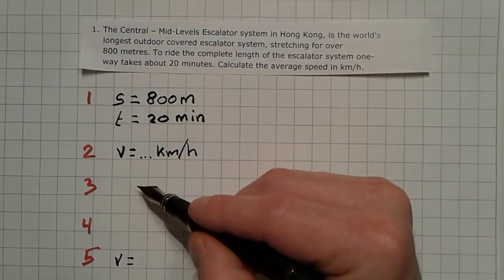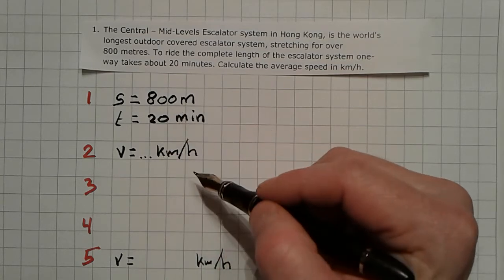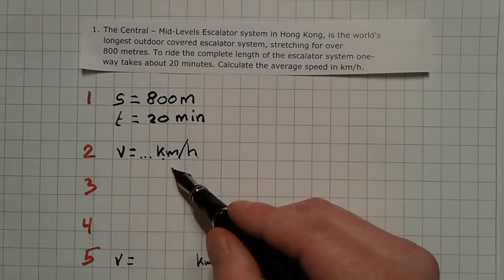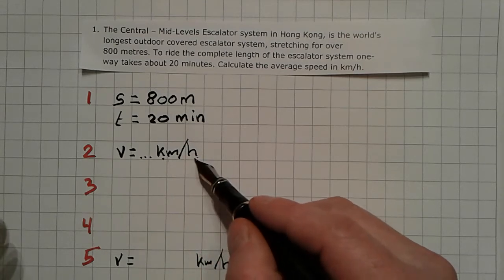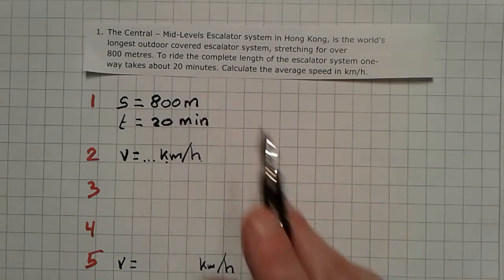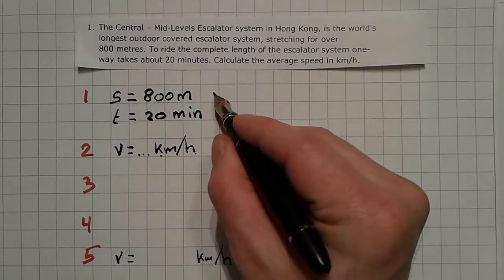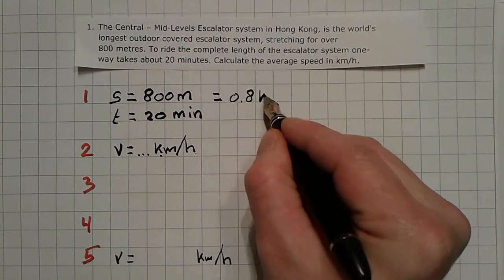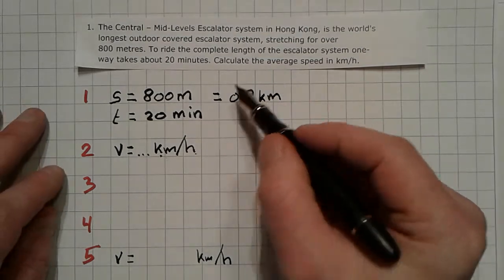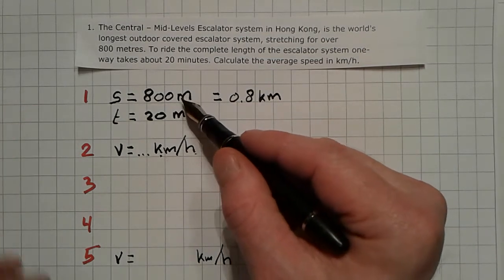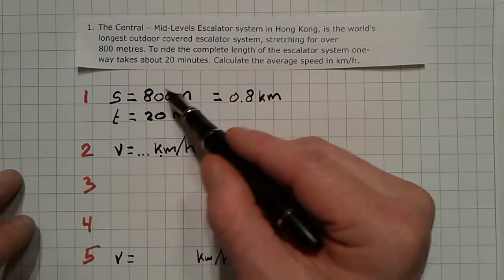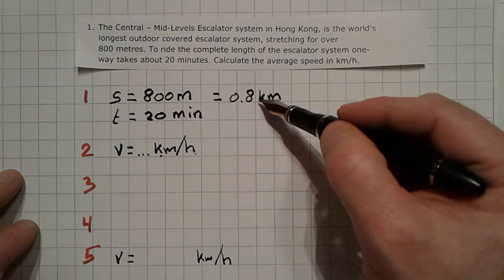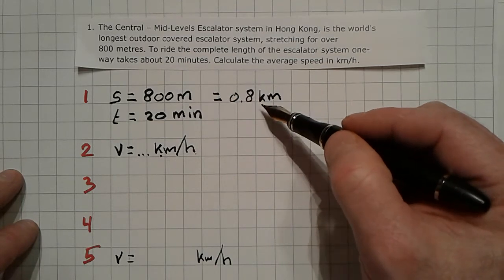Okay, before you go to step 3, you have a look at your units and you see that the answer has to be in kilometers per hour. So that means we want to have a distance in kilometers and a time in hours. So 800 meters equals 0.8 kilometers. This is also why you always have to write the data under each other. Only one variable on one line, because you never know if you need extra space to convert your units.